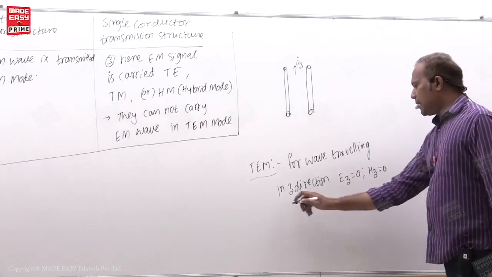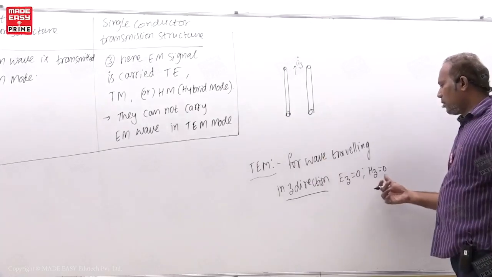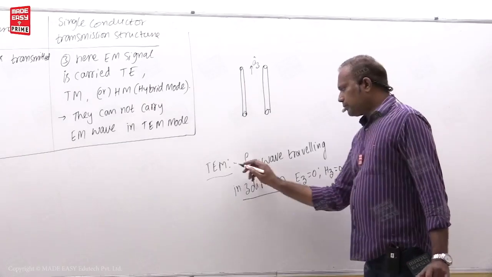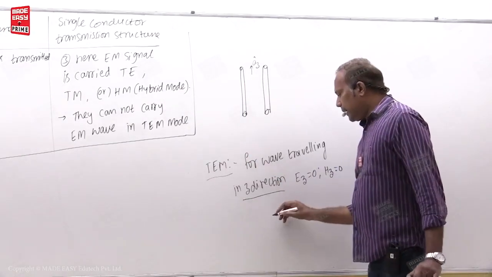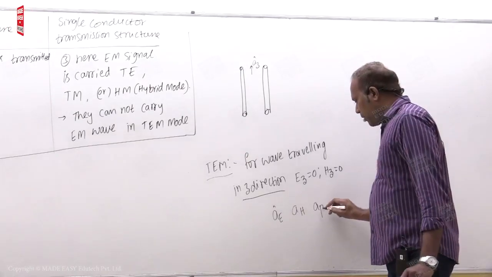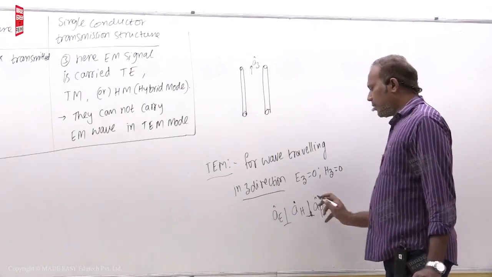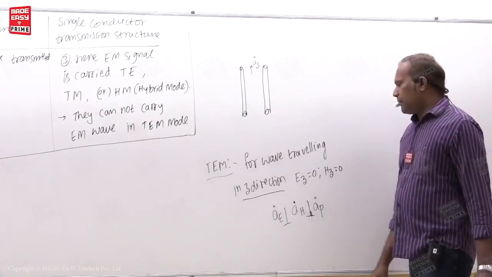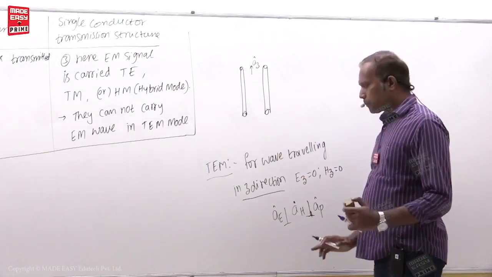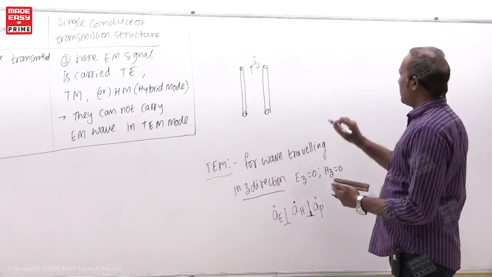For a wave traveling in Z direction, in case of TEM mode, EZ should be 0 and HZ should be 0. And also, that is a uniform plane wave. Here, electric field direction, magnetic field direction, and power flow direction are perpendicular to each other, my dear students. Perpendicular to each other. Okay? Right. Now, you have to answer my question.